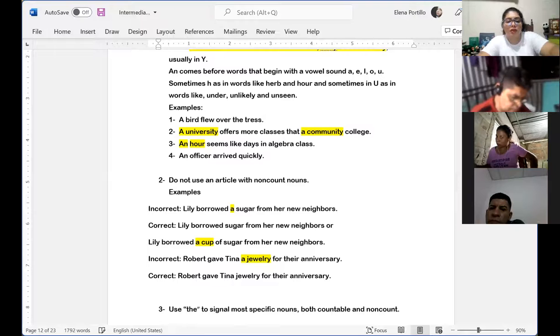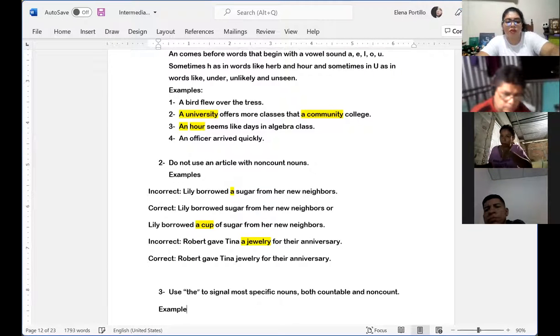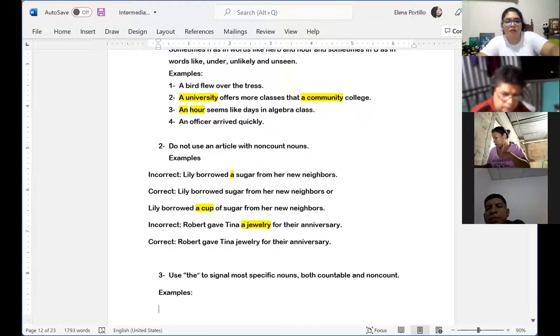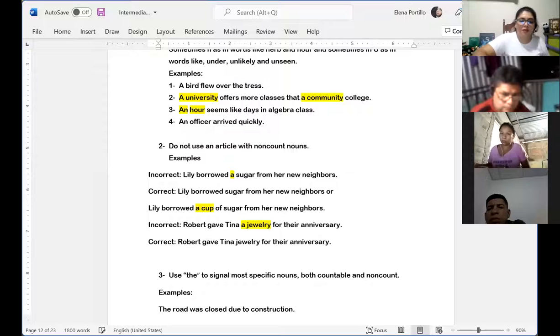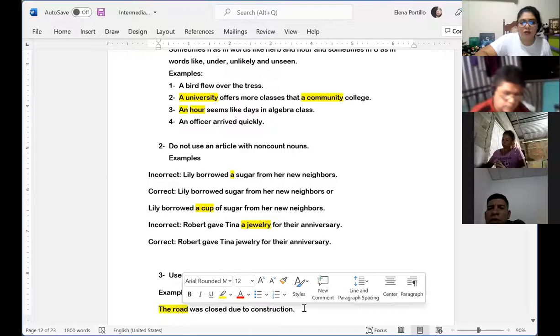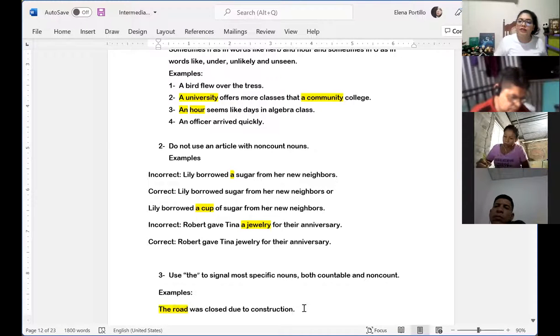So we have some examples here. Examples. Here we are. The road was closed due to construction. We are talking about the road. So we are using the at the beginning of the sentence: the road was closed due to construction.